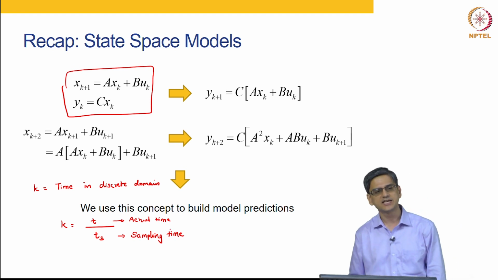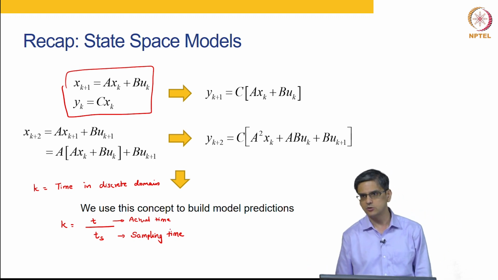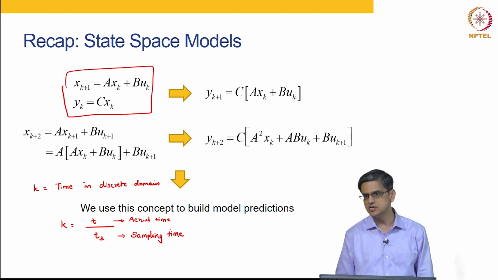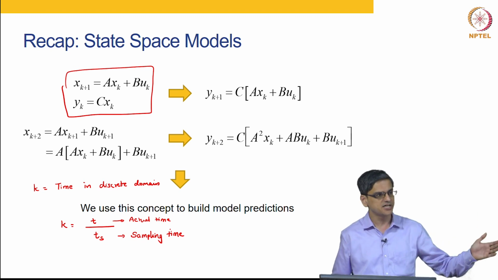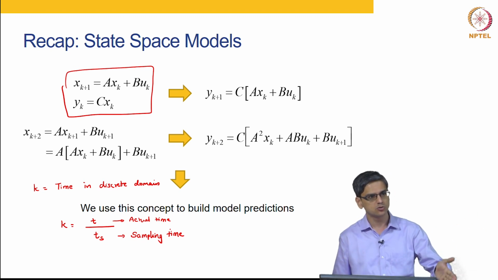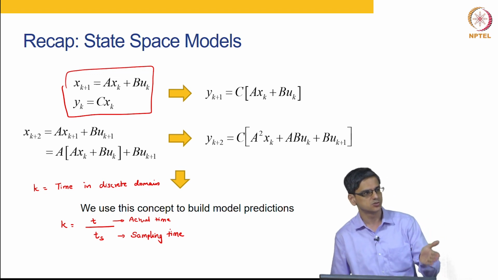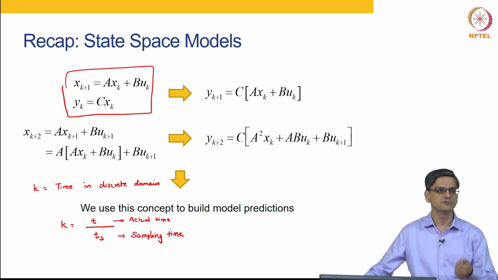Let us say our sampling time is once every 2 seconds, then at t equal to 0, k is 0, t equal to 2, k is 1, t equal to 4, k is 2, and so on and so forth. Yeah, you had a question?